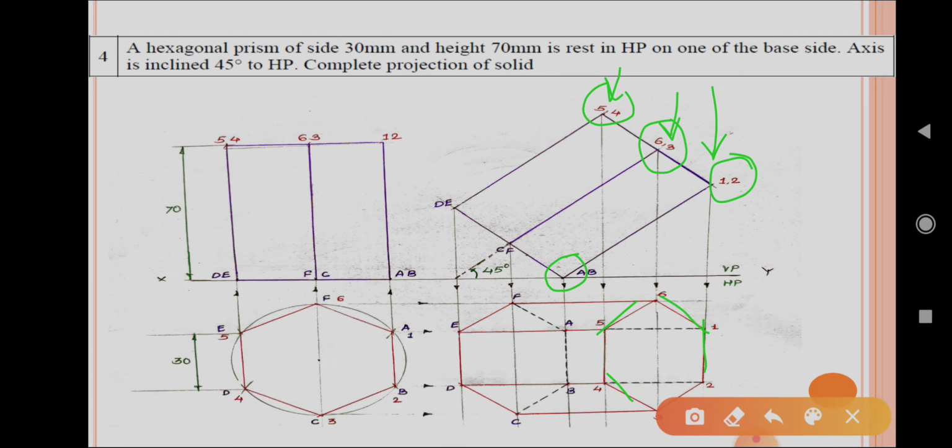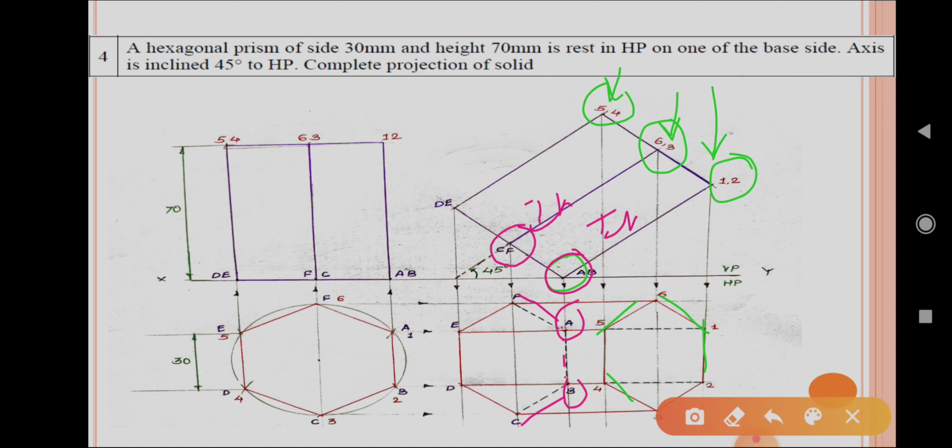invisible part. This AB is a resting point, so AB is an invisible part. Then CF is also invisible, so A to B we can connect with a dotted line, A to F we can connect with a dotted line, and B to C we can connect with a dotted line. Because invisible points and invisible points we can connect with dotted lines.